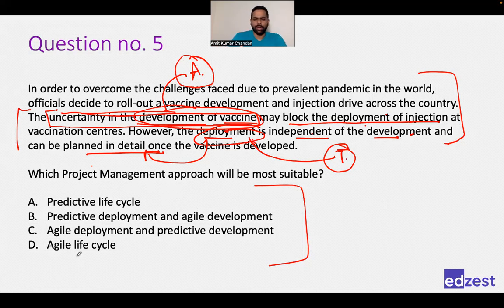Let us go through it one by one. Predictive, again, very important. We should always go one by one, never jump, unless you are in the last 10 minutes and you have to do a lot of questions, then you can. But never jump. Always go one by one.